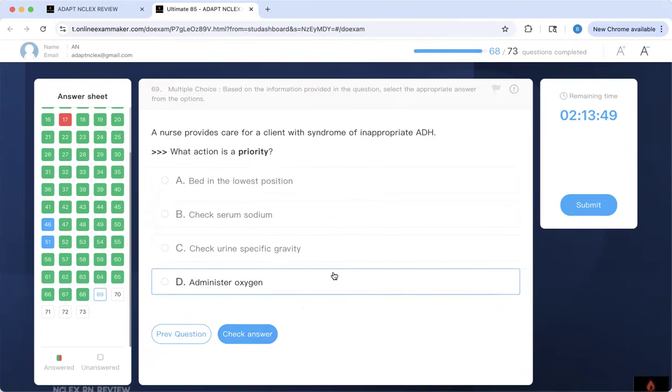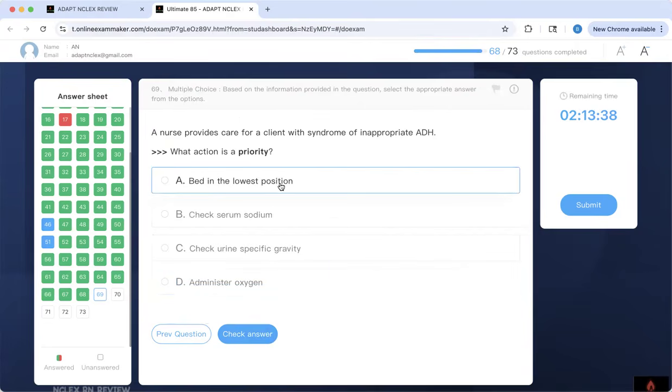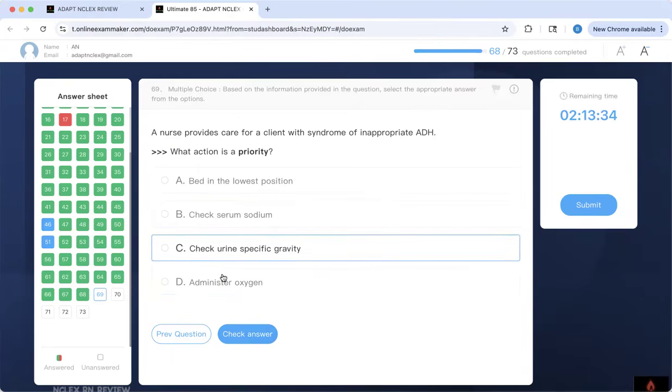And then provide care for a client with syndrome of inappropriate secretion of ADH, which action is a priority? Retention of fluid. If you retain fluid, what is going to happen? Bed in the lowest position, check serum sodium, check urine specific gravity, administer oxygen. Which should be your priority?